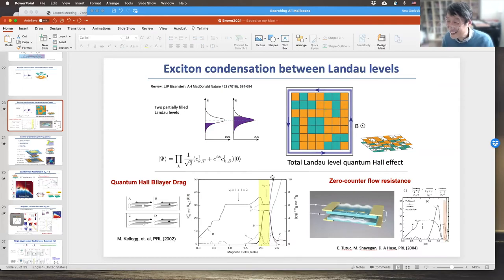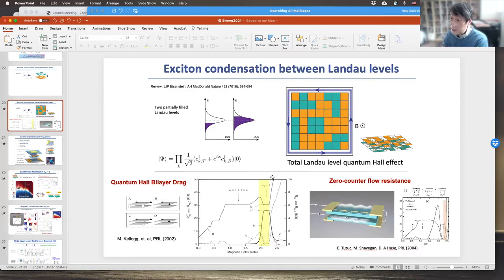So that's basically the way that I can answer, right? But an exciton is a bound state, right? Yeah. So my real question is whether this bound state can remain bound when you have a magnetic field. That's also a very excellent question.